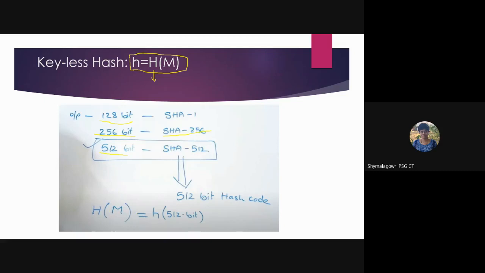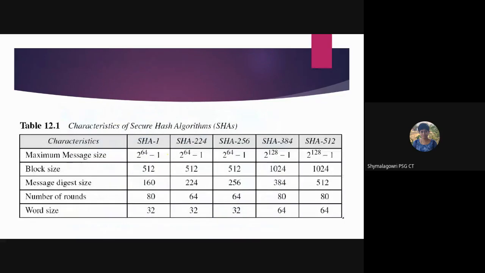So in this algorithm, capital H is your SHA algorithm, M is your variable size input that you're going to process, and the output is going to be 512 bits. These are the characteristics of the various variants in the SHA family. You have SHA-1, SHA-224, 256, 384, and 512. 512 is the one we are going to discuss. These are the various characteristics against which we need to understand this algorithm.